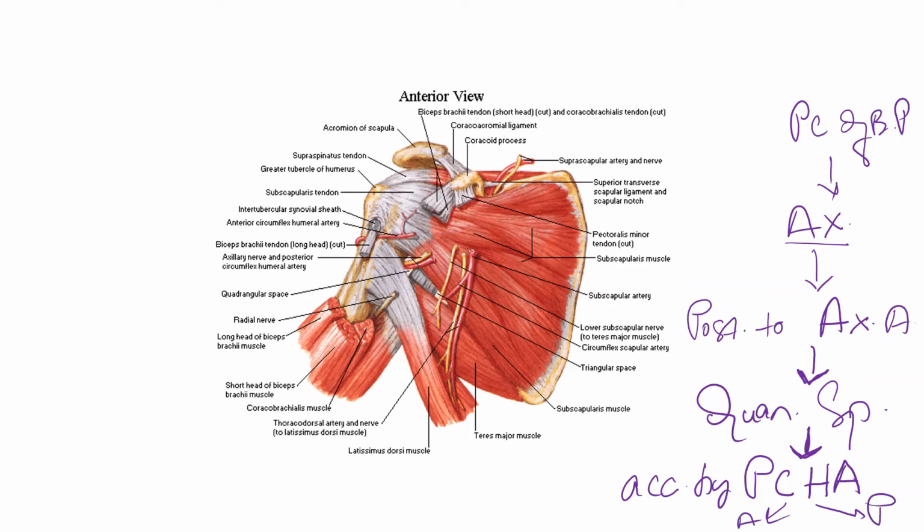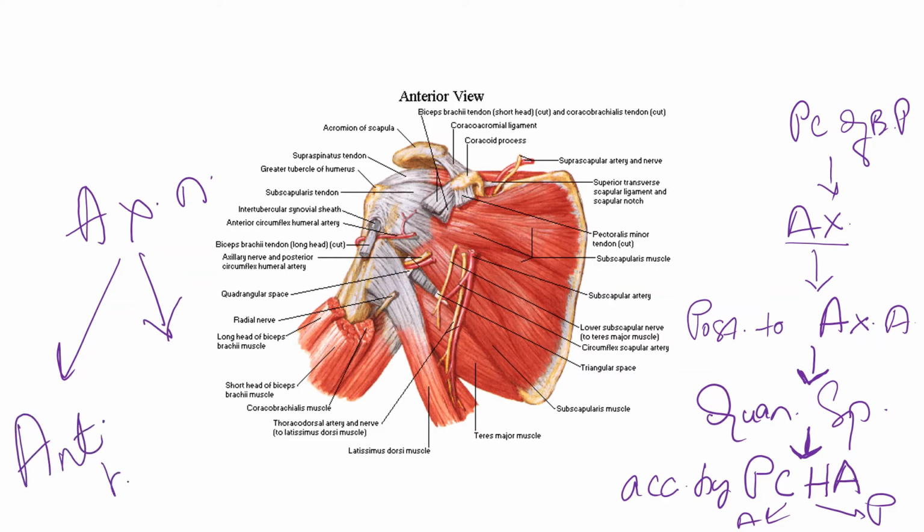The axillary nerve in the quadrangular space terminates into its two terminal branches, that is the anterior branch and the posterior branch. So this is about the course of the axillary nerve.